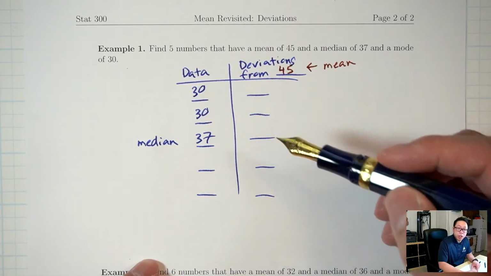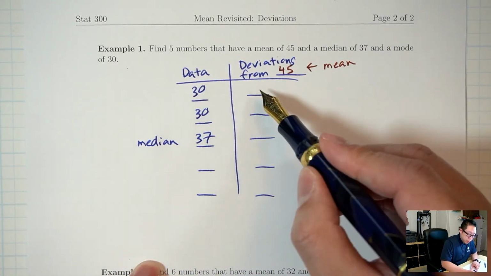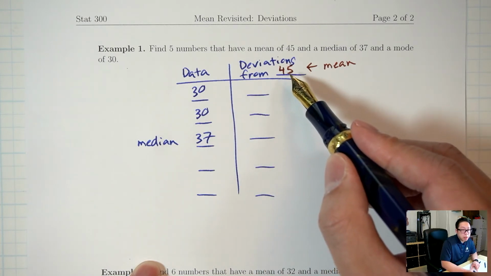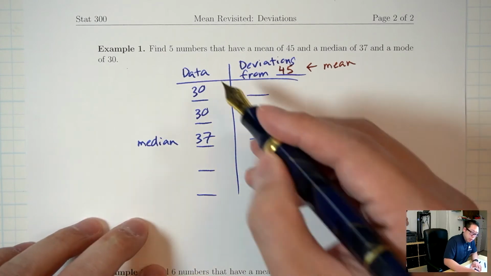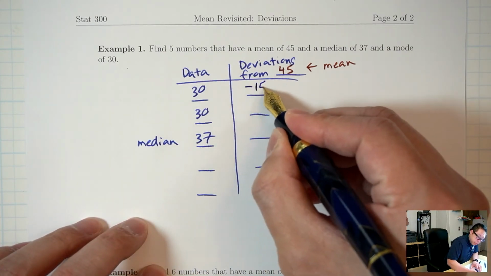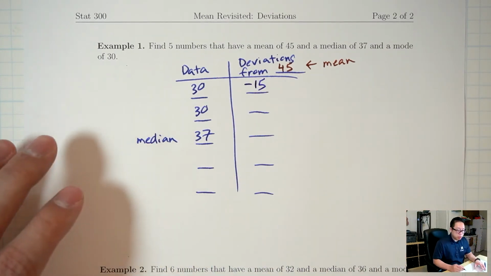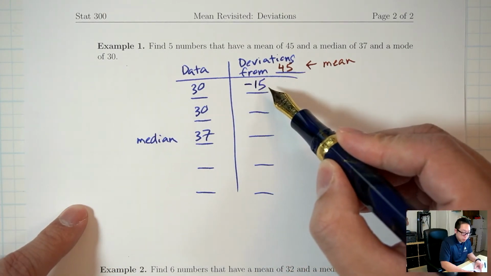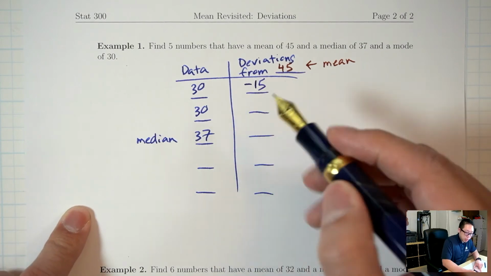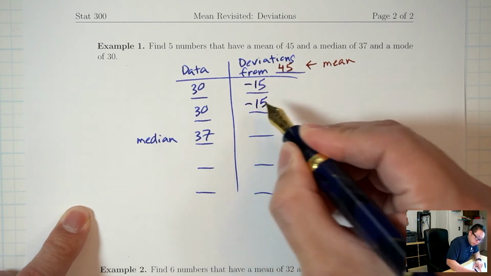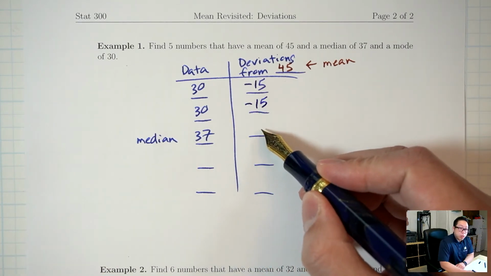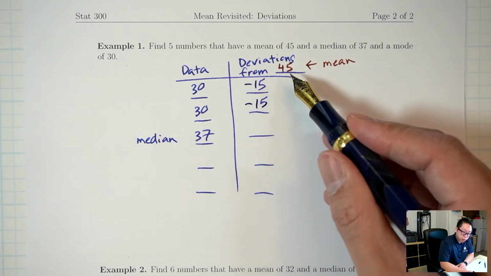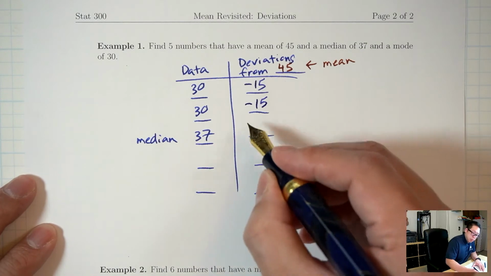But before we do that, let's fill in the deviations. How far is 30 from 45? It's 15 below, so that's going to be negative 15. If you can't tell just by looking, just subtract. 30 minus 45 is negative 15. 30 minus 45 is again negative 15. 37 minus 45 is negative 8.